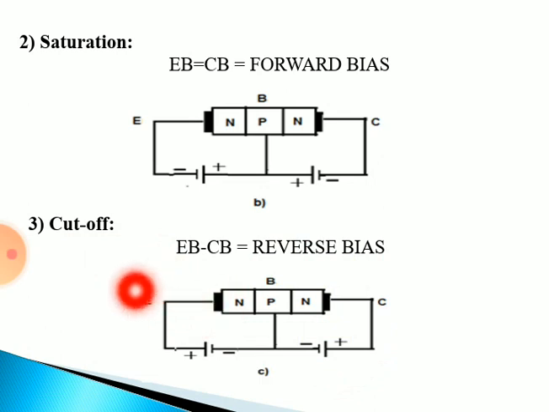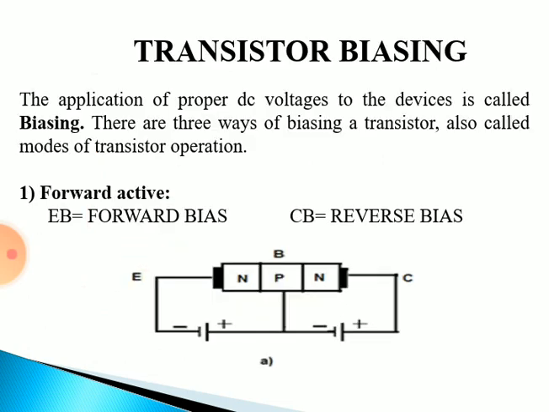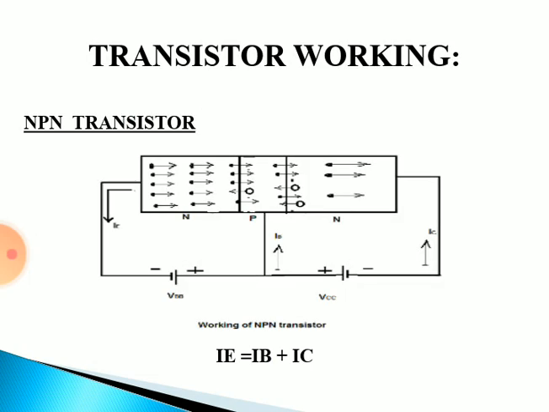It is seen that your transistor will act like a switch in the saturation and cutoff regions, and your transistor will act like an amplifier when it is in the forward active region. So this is all about your transistor biasing or transistor modes of operation. The next topic is transistor working.